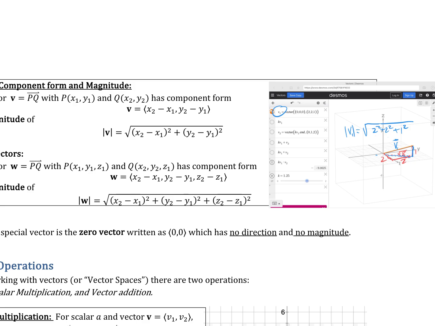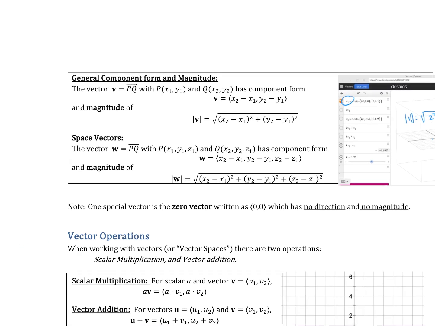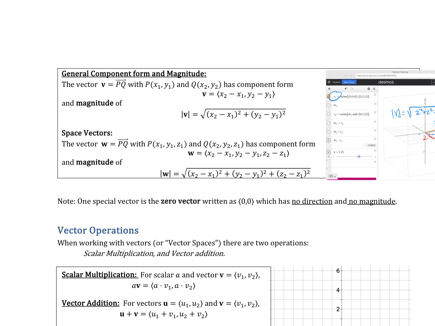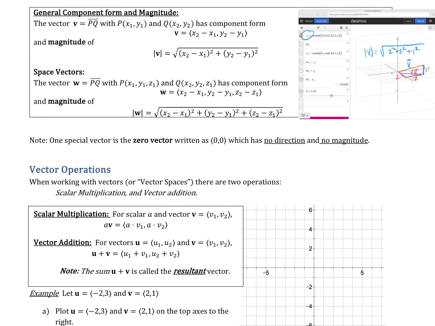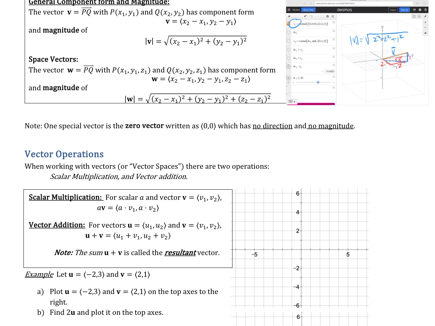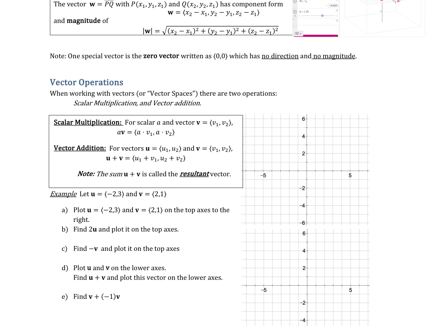So anyways, the moral story there: our 3-dimensional vector has 3 coordinates, x, y, and z. So the vector itself would be the difference in the x's and the y's and the z's, and the magnitude would be those squared, okay? So nothing new, just one more variable. All right, so vector operations.